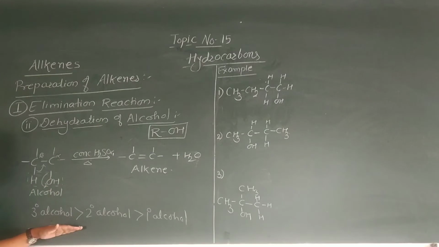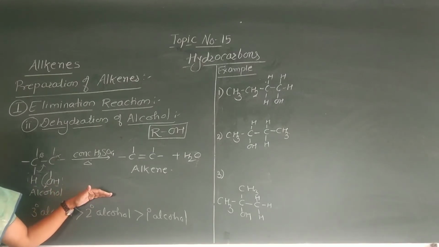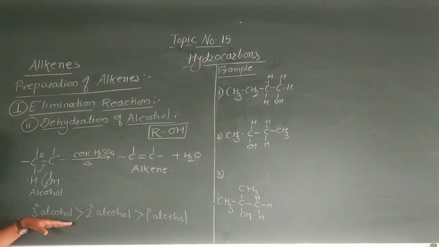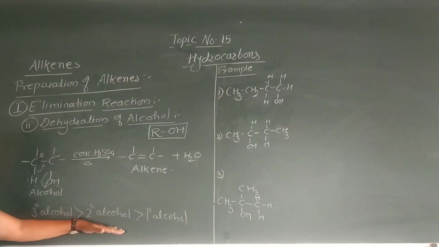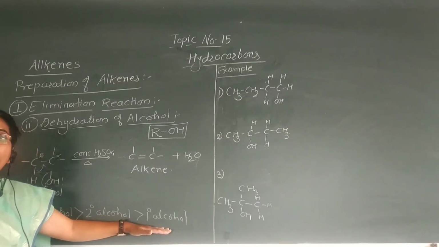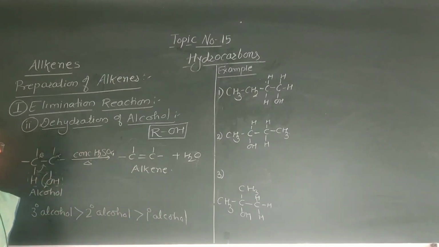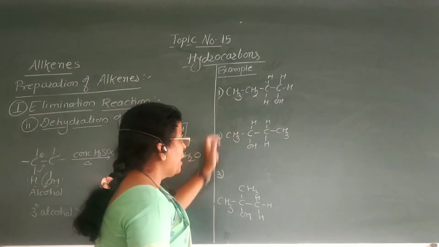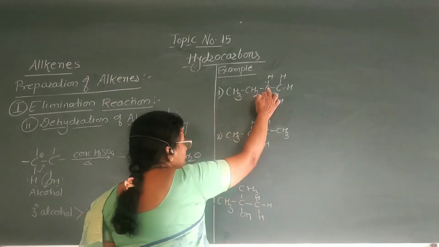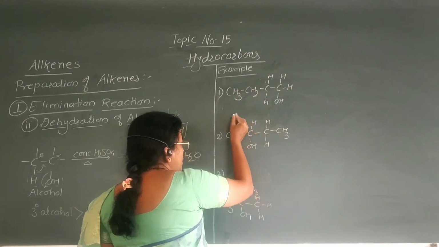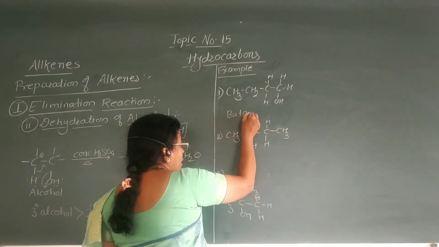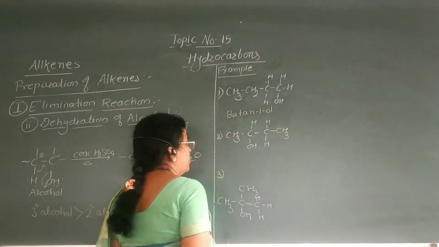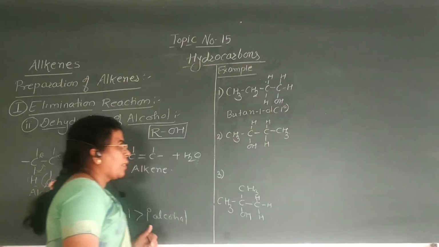Now here the order of reactivity of alcohol is in this way: tertiary alcohol easily undergoes dehydration than secondary alcohol, and secondary alcohol easily undergoes dehydration than primary alcohols. Now we are going to see the example. This is a primary alcohol, CH3CH2CH2CH2OH. This is butan-1-ol. This is a primary alcohol.